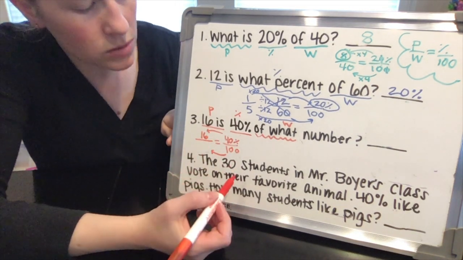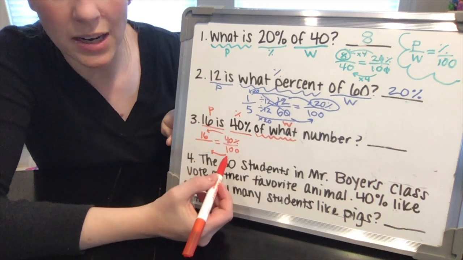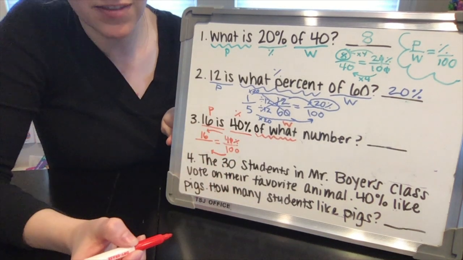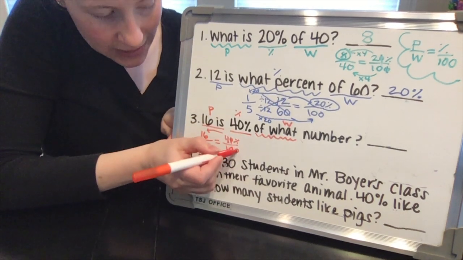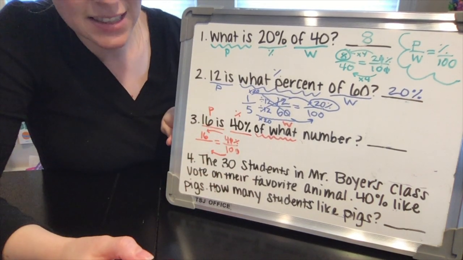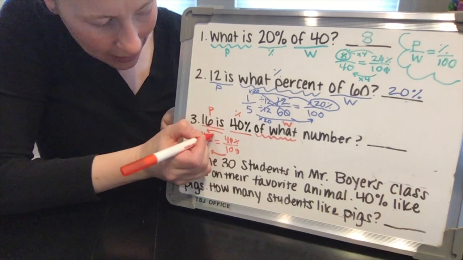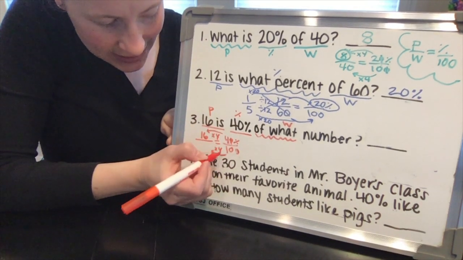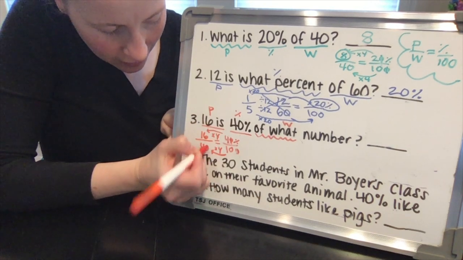Okay. Does 40 work with 16 in a friendly way? I don't think so, so I'm going to simplify this fraction. I see 10 facts again. So 40 divided by 10 is 4. I cross off that 0. 100 divided by 10 is 10. I'm going to cross off that 0. 4 times 4 gets me to 16. So I'm going to do the same thing on the bottom. And 10 times 4 is 40.